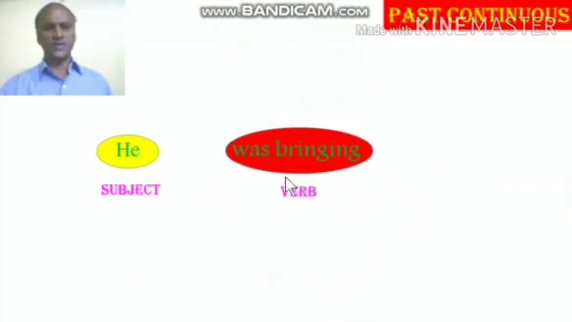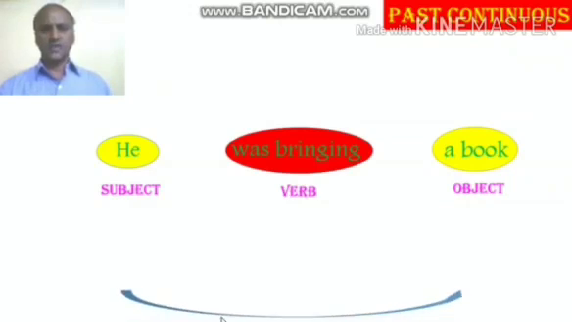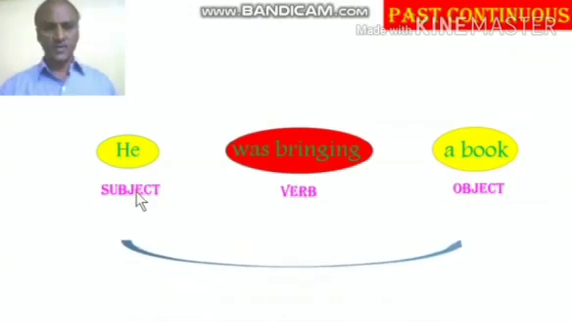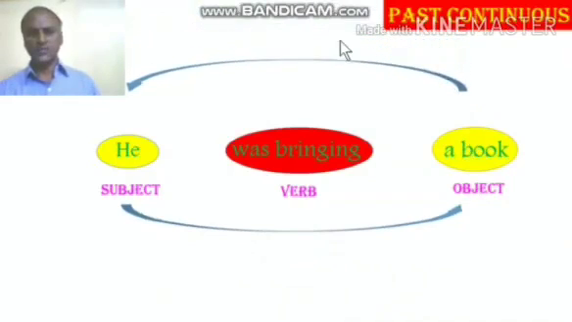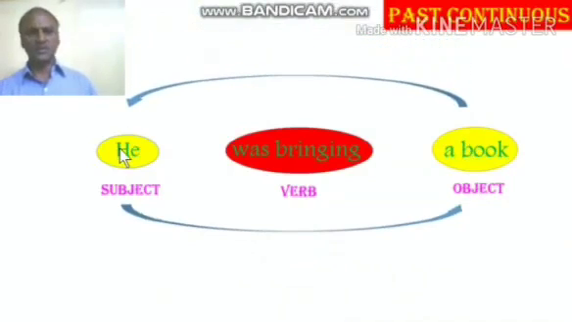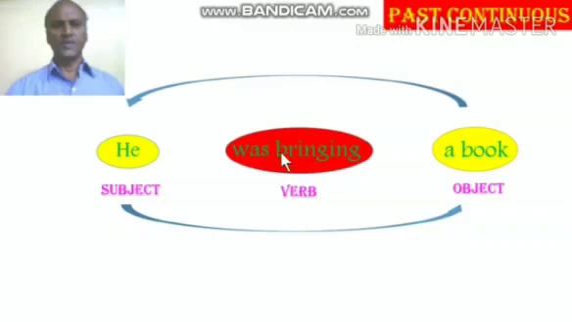The fifth division is the past continuous. He, subject, was bringing, verb, a book, object. So the first step is find the subject, verb, object. Next, the second step is change the positions of the subject into object, object to subject. That is the second step you have to follow.